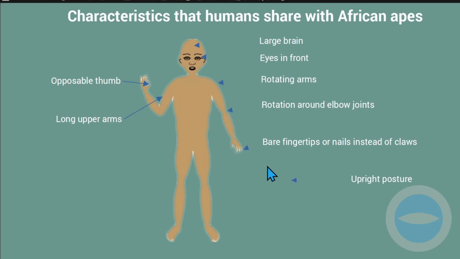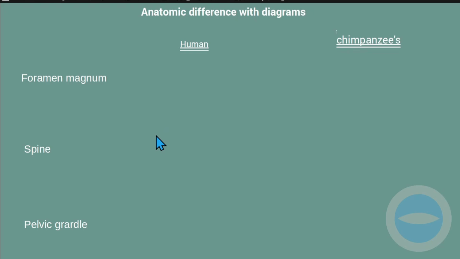And the last thing is the upright posture. Upright posture is just to say you stand vertically. We can stand vertically, together with African apes, at the middle of our leg. So these are the characteristics that us humans share with African apes. Next up, we will discuss the differences between humans and the African apes.